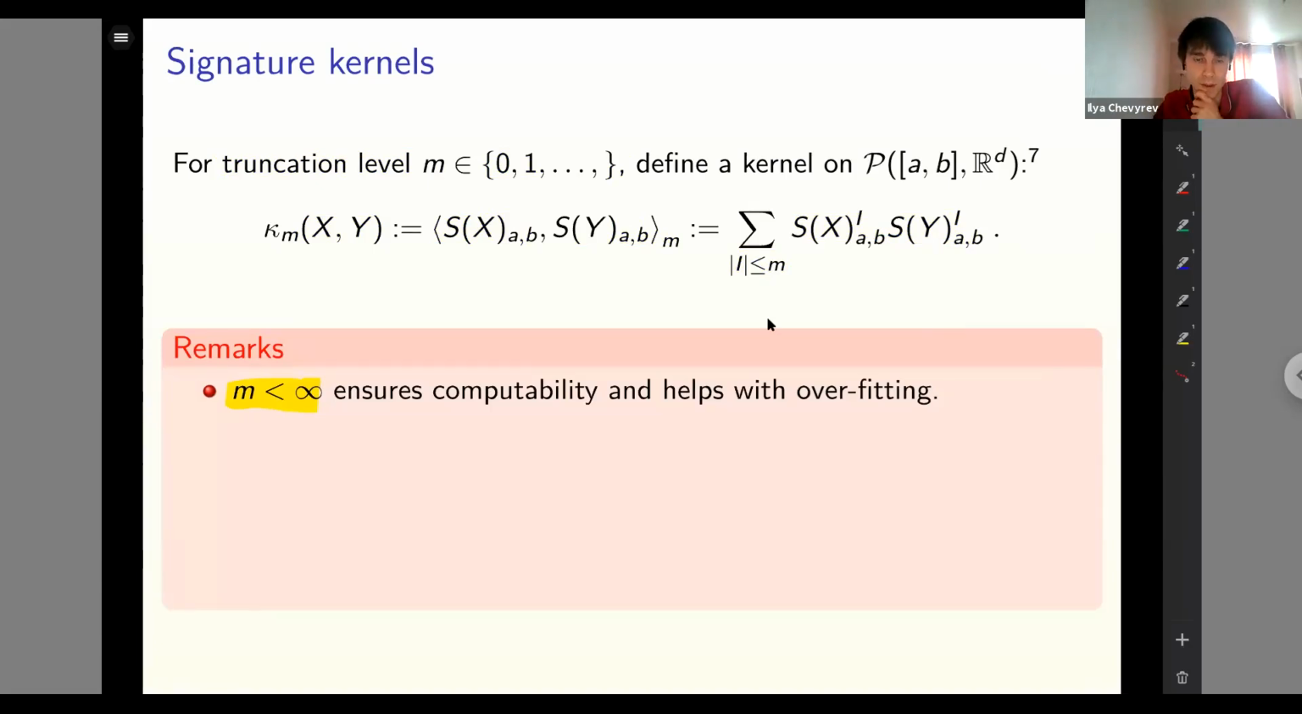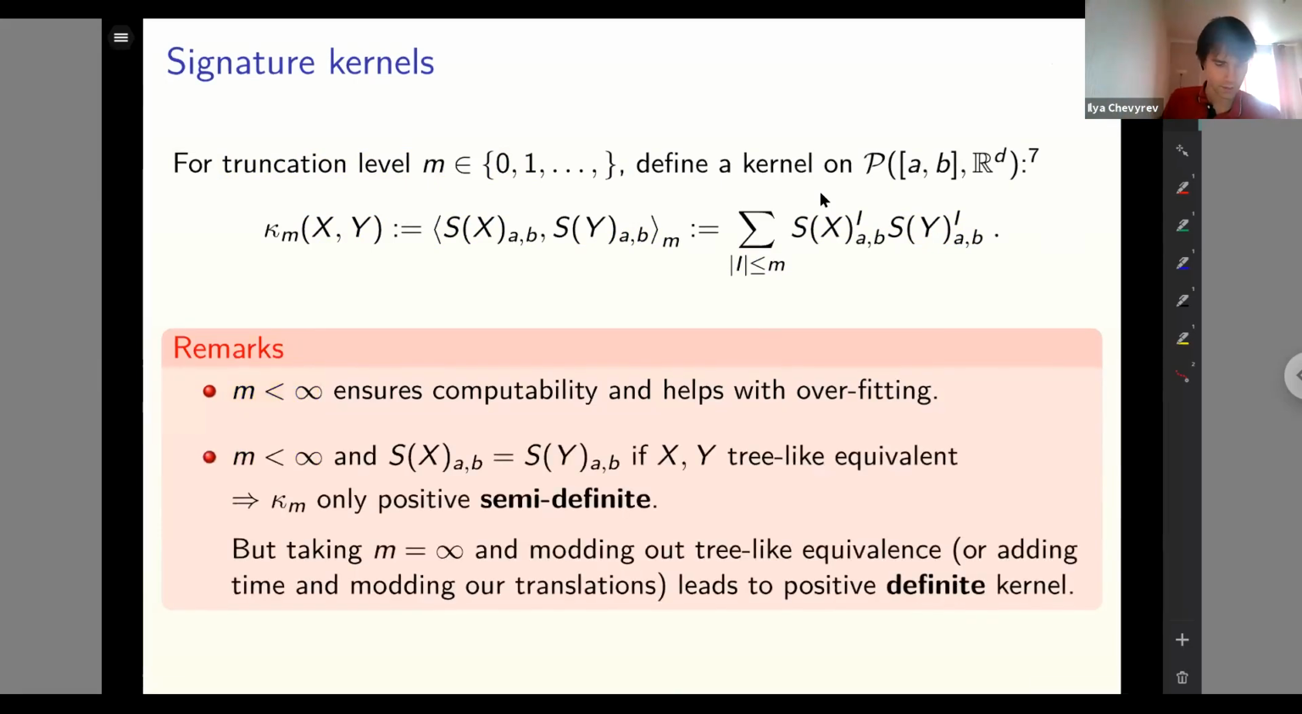So in case you somehow had a way of computing this big infinite sum, using maybe some analytic methods, you might not always want to do so, because this means that you have a lot of features. It's a bit like using too many features in linear regression. You might be subject to overfitting.